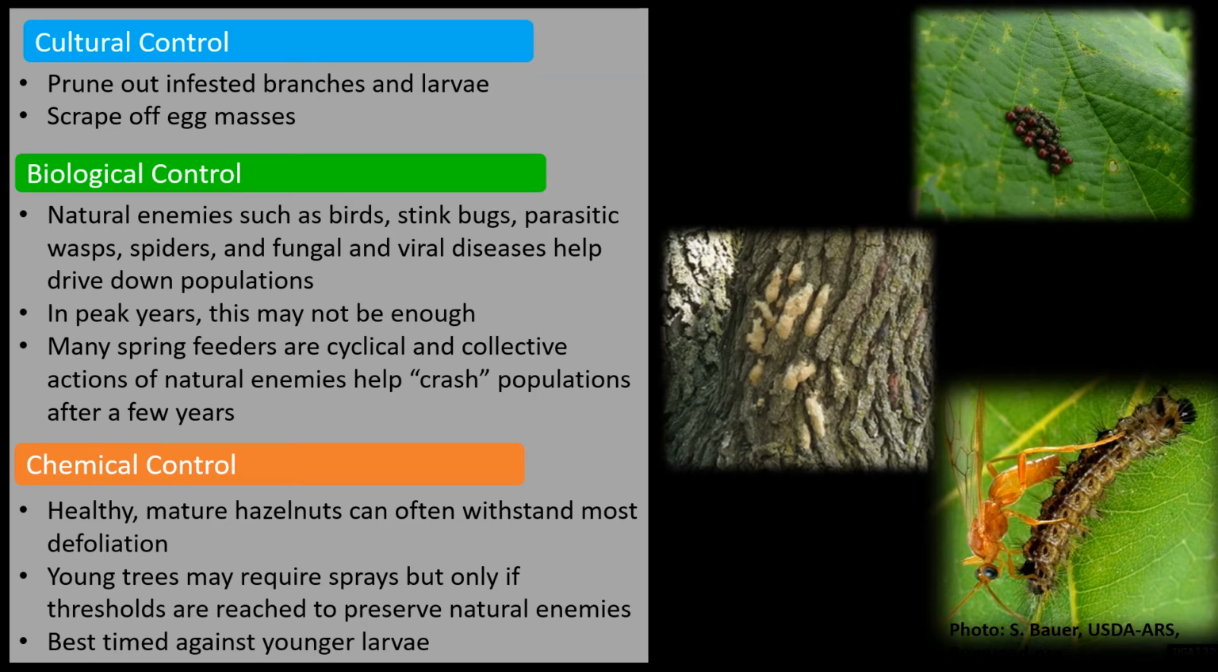So with regards to chemical controls, it's important to be aware that a healthy, mature hazelnut can withstand most defoliation from most species, with the potential exception of some of these species such as gypsy moth in a peak population year. However, if you have very young trees, they may require sprays if thresholds are reached, but try to avoid doing that until thresholds are reached to preserve your natural enemies. And for many of the products we have registered, that's best timed against the younger larvae.